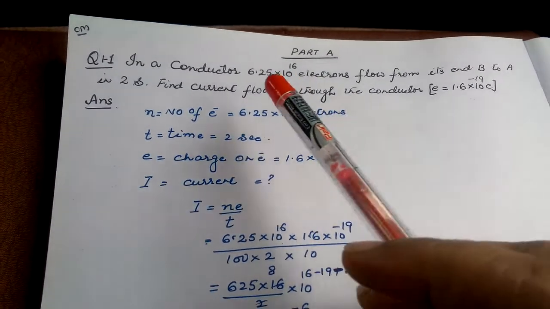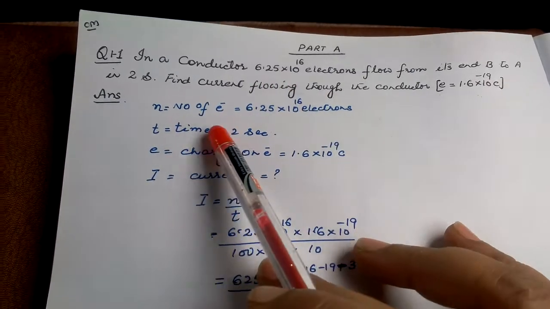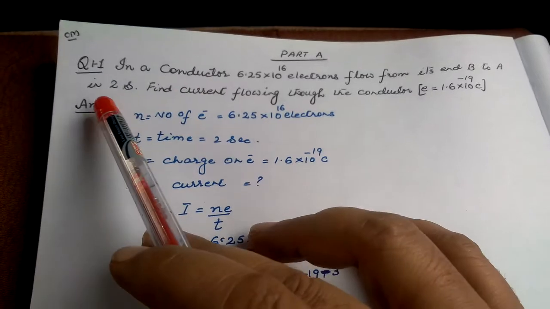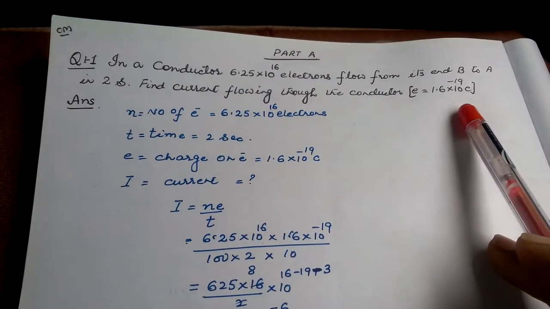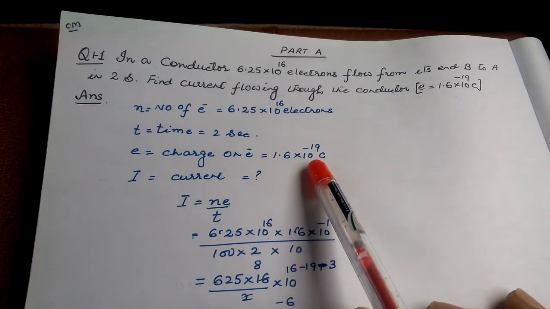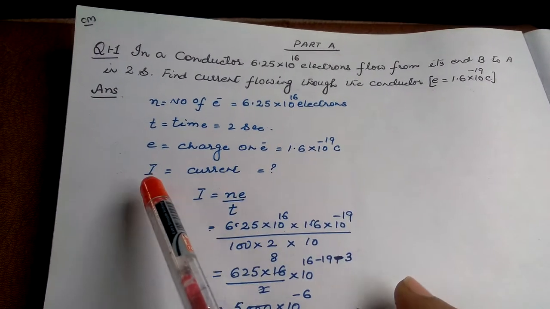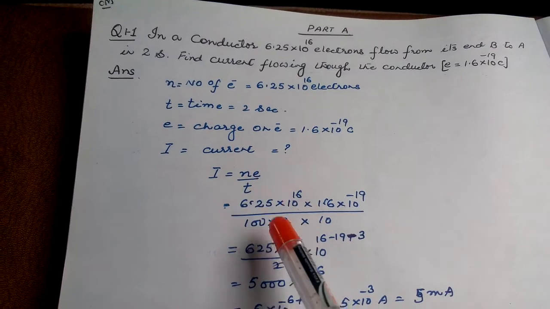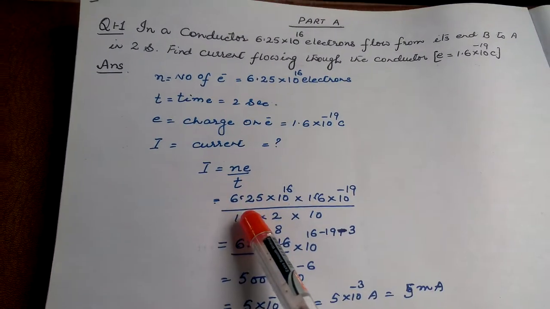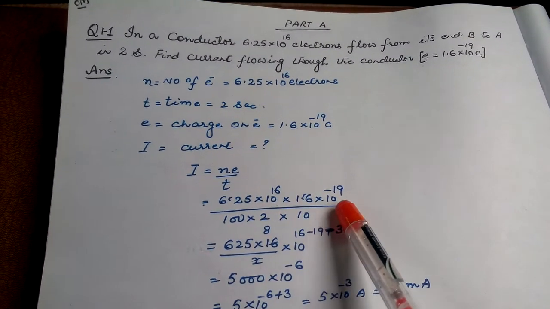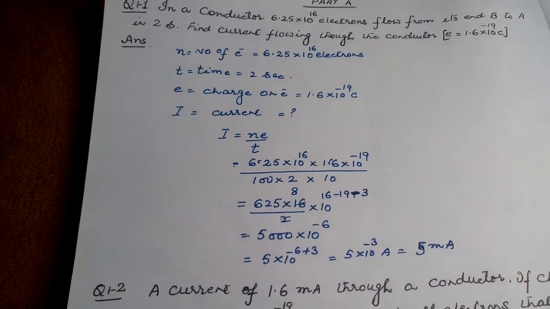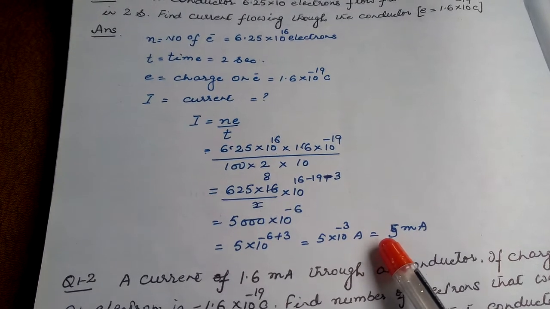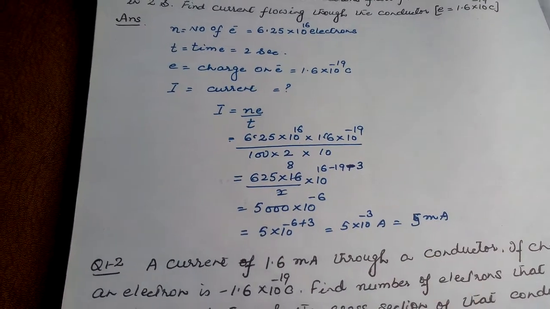So here you can easily see that the number of electrons given is 6.025 into 10 raised to power 16, time is 2 seconds, and the charge on one electron is 1.6 into 10 raised to power minus 19 coulomb. We are required to find the current. Very simple formula: I is equal to Ne upon T. We substitute the values of N, E as well as T, solve it, and we get the answer 5 into 10 raised to power minus 3 ampere, which you can write in milliampere.